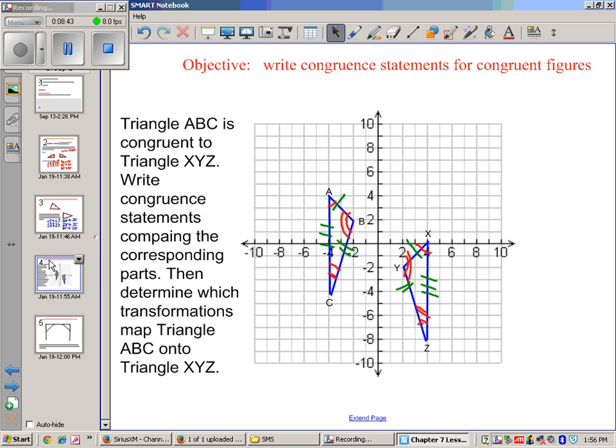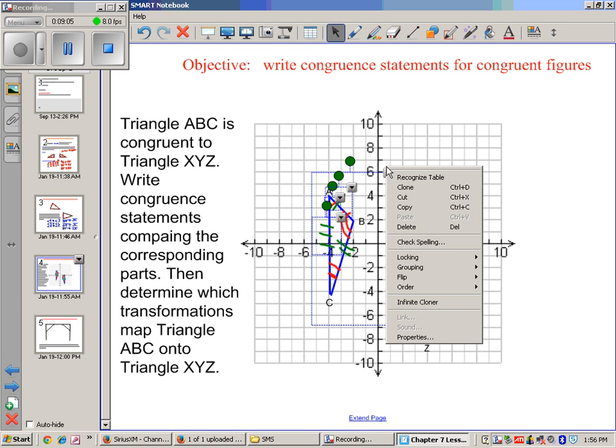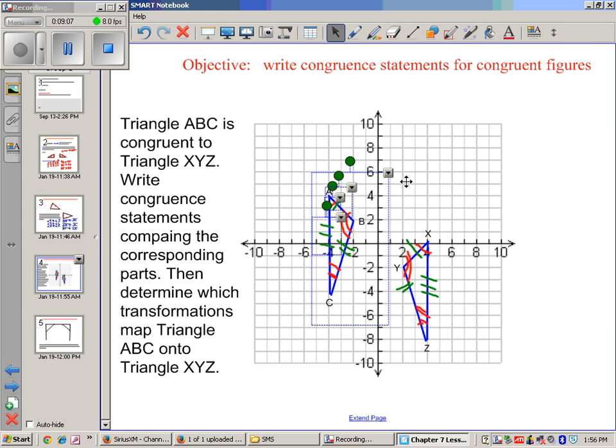Now we have to determine the transformation. So what would we do first to get triangle ABC to look like XYZ? Well, first of all, let's see what we can do here. We are going to clone it first. Maybe. I don't know if it wants a clone in or not. There's our clone.